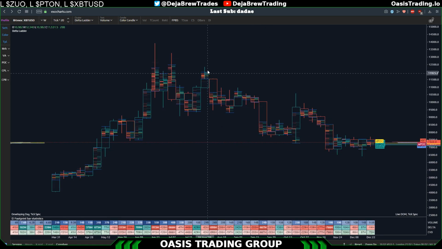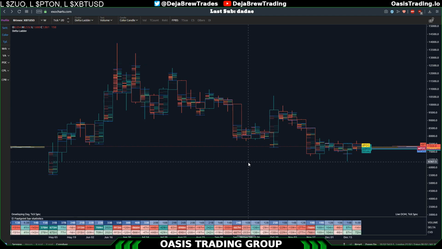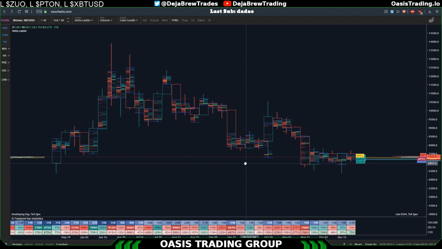You can't see it too much on a weekly. You have a little bit of trapped buyers here that got nuked. Not a whole lot, though. The weeklies are usually more efficient.